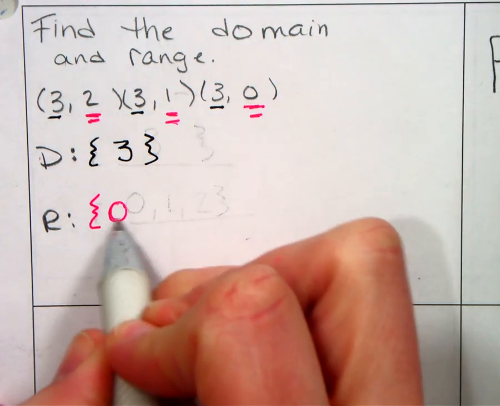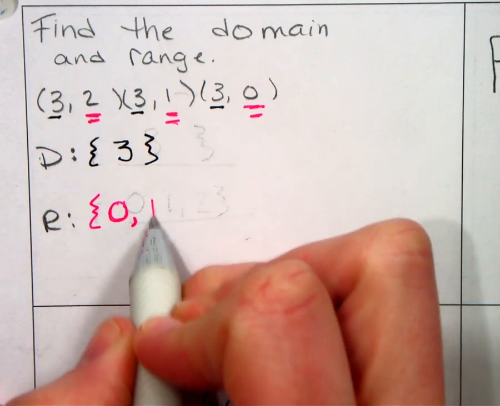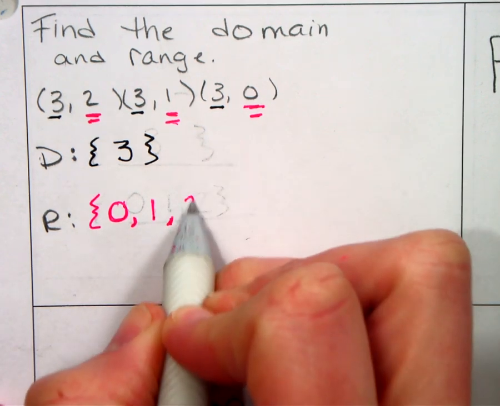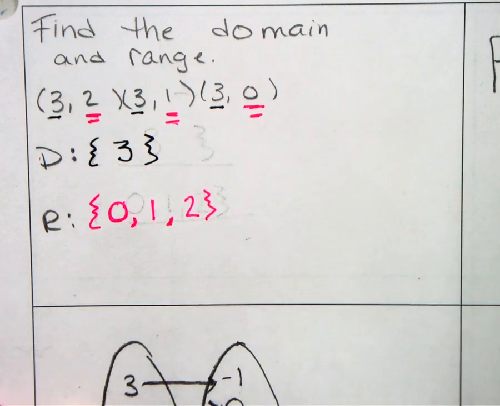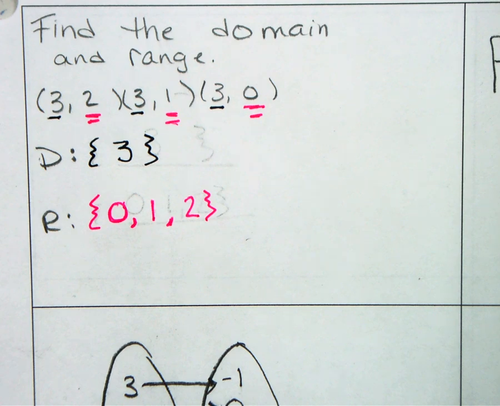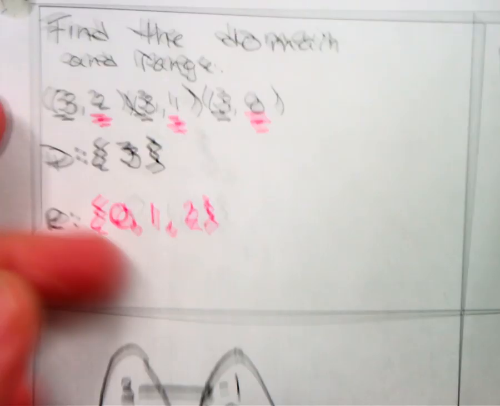0 is the smallest one. Then 1. Then 2. Okay, and that's it. That's your domain and range. That's what we talked about last Thursday, which was like 4 days ago. So it's been a while. Wow. Yeah. Okay, so here's the next one.